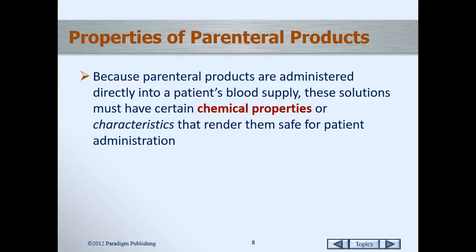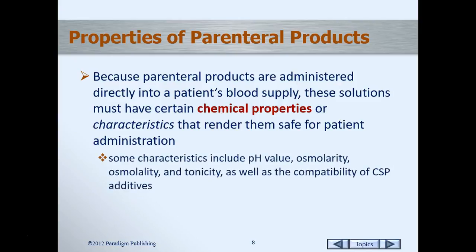Next, we're going to discuss properties of parenteral products. Because these are administered directly into the blood supply, it's important that they have certain characteristics, especially chemical properties, to make sure that they're safe for our patients. Some of them include the pH value, osmolarity, osmolality, and tonicity, as well as the compatibility of the additives themselves.